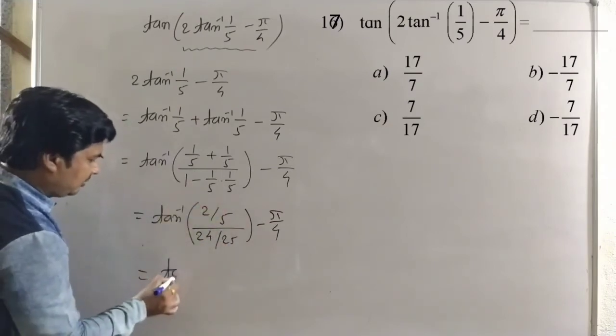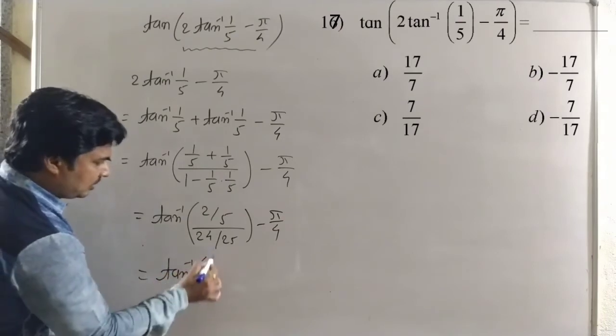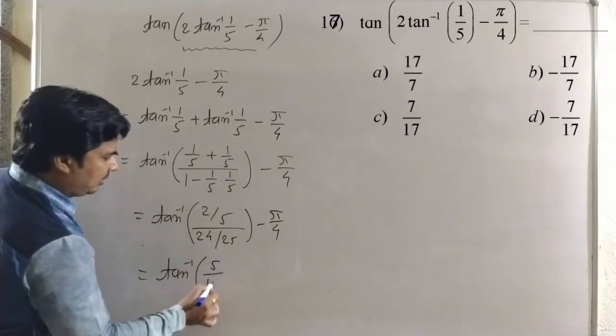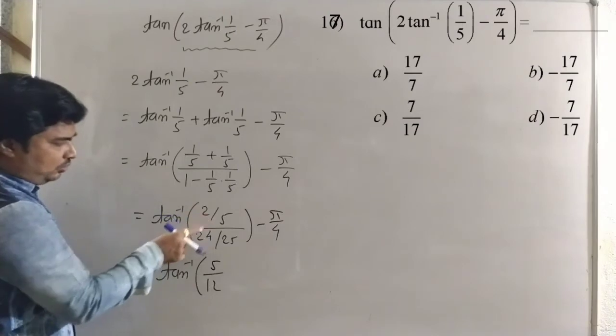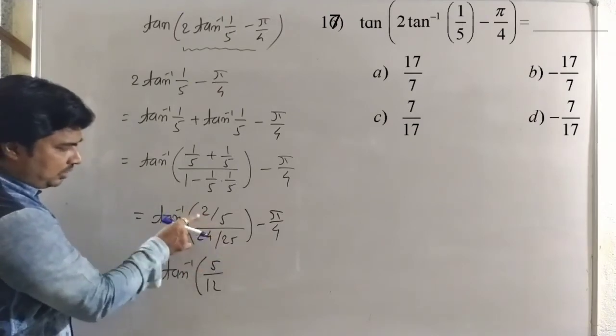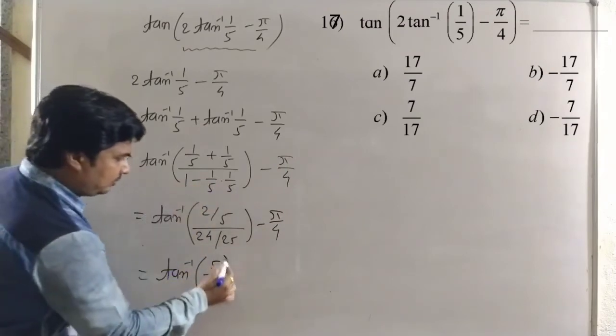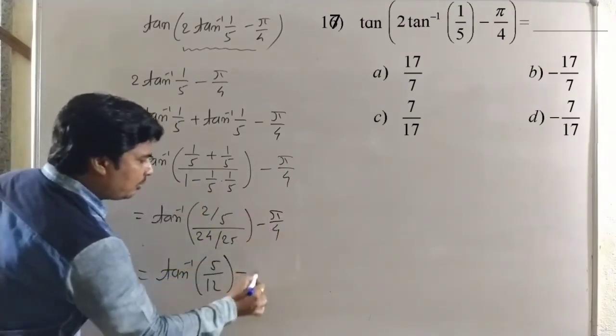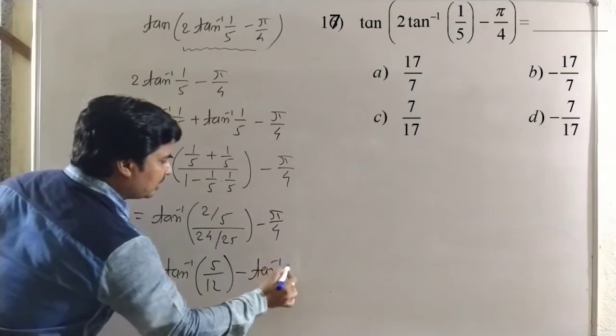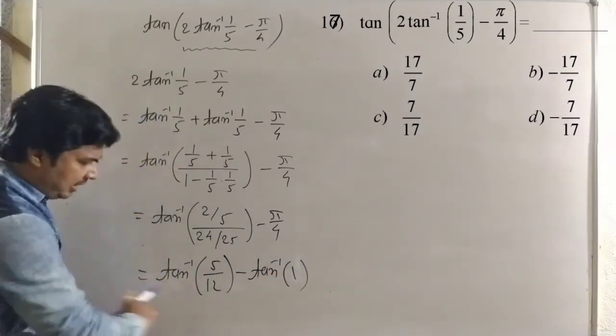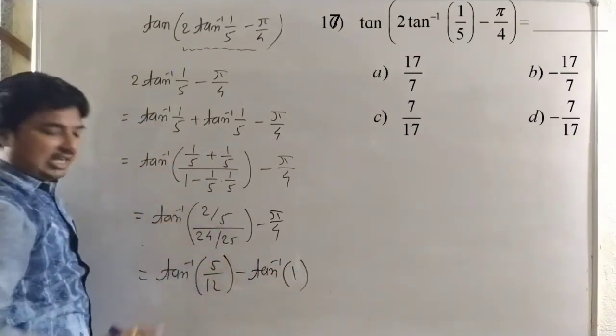We can write in the numerator 5 upon 12. See carefully: 24 and 25, this gets cancelled. Here it is 12 upon 5 we write in the numerator, and minus this pi by 4 we can write in the form of tan inverse of 1. And again here we use the formula tan inverse x plus tan inverse y.